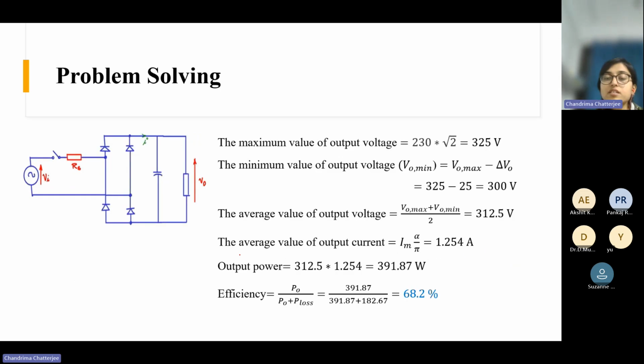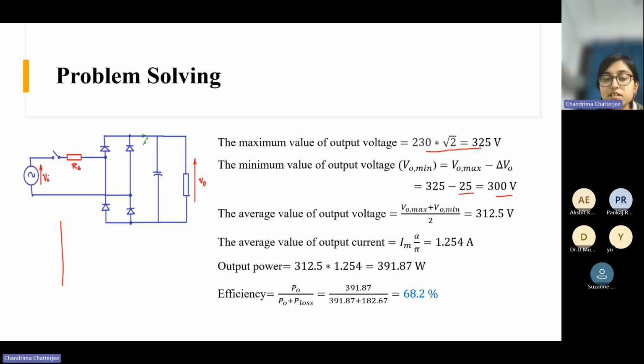Now what next? Now they have told us to use the nominal values. So our peak value of the output voltage is nothing but the peak of the phase voltage, so 230 root 2, 325 volt. The minimum value is maximum minus the ripple voltage, which is already provided, 25 volt. This is 300 volts. So average output voltage is Vmax plus Vmin by 2.